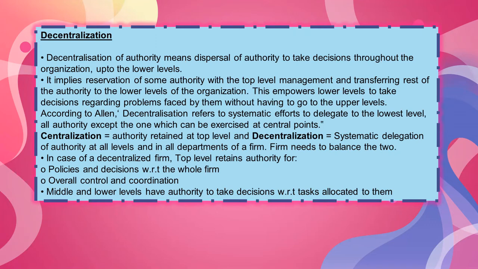So what happens when this empowers the lower level? They can take decisions regarding problems faced by them without having to go to the upper level. When decentralization is there, problems at the lower level can be solved at their own levels without coming to the top level. It implies reserving some authority with the top level management and transferring the rest of the authority to the lower levels of the organization. That is known as decentralization.